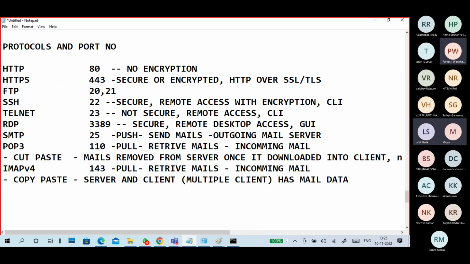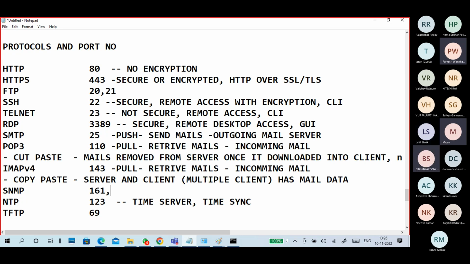FTP I told you, but what is TFTP? If you don't know, just leave it for now. Port 69, Trivial File Transfer Protocol, used to remotely configure, upload and download the config. Very good. NTP, Network Time Protocol, is for a time server, time sync purposes. SNMP, Simple Network Management Protocol, is used for monitoring, checking systems.